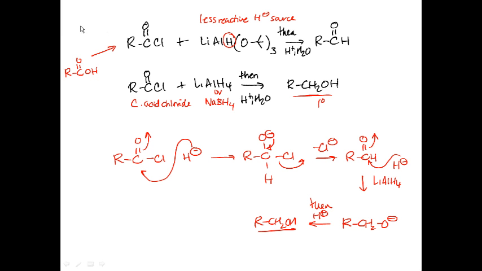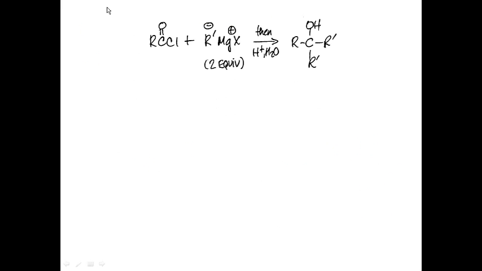If you said SOCl2 or something like PCl3, you're correct, because that's how I replace the OH with a Cl. Okay, so we can make aldehydes out of acid chlorides. What happens when you react an acid chloride with a Grignard?